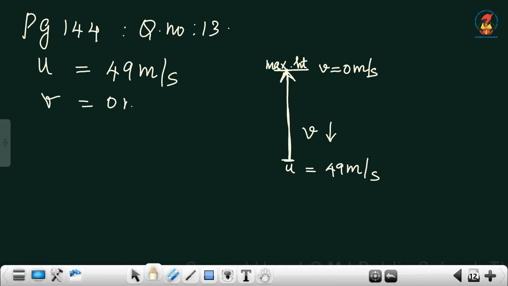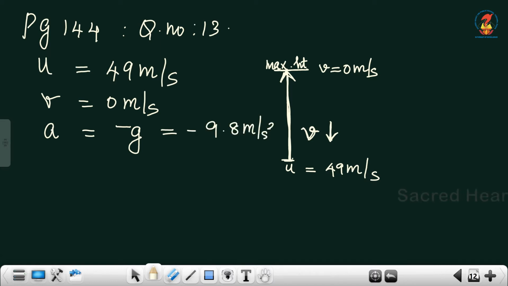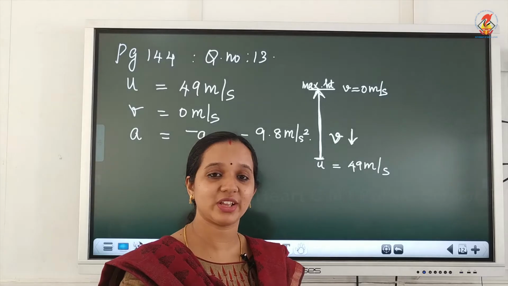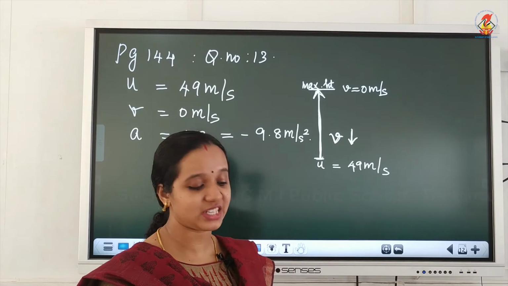As the object moves up, its velocity will decrease, and finally when it reaches the maximum height, its velocity will become 0. Since it is moving up and its velocity decreases as it ascends, the acceleration of the body will be equal to acceleration due to gravity and will have a negative sign since it is moving upwards. So, g will have a negative sign. So, the value of g will be minus 9.8 meter per second square.